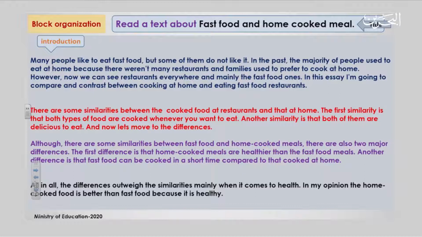And now, let's move to the differences. So what is this, the similarities? I stated it here, and I prepared you to move to the next paragraph. Although there are some similarities between fast food and home-cooked meals, there are also two major differences.